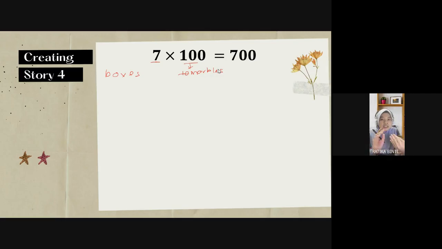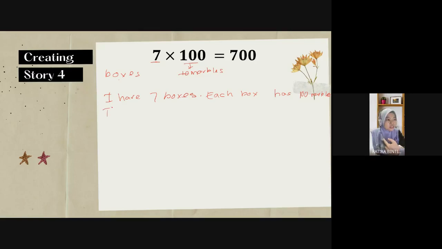Remember, multiplication is from 1 to many. So in this case, I choose the objects boxes and also marbles. First I'm going to tell what is in one box. I have 7 boxes. I'm going to tell you what is in each box. Each box has 100 marbles. From one box, I tell you each box has 100 marbles.